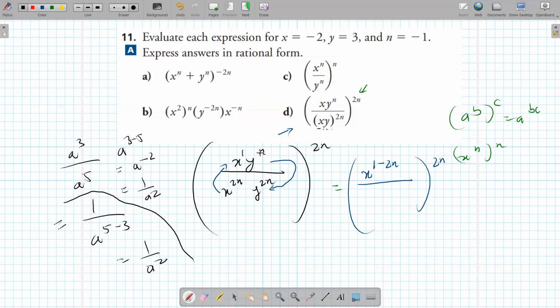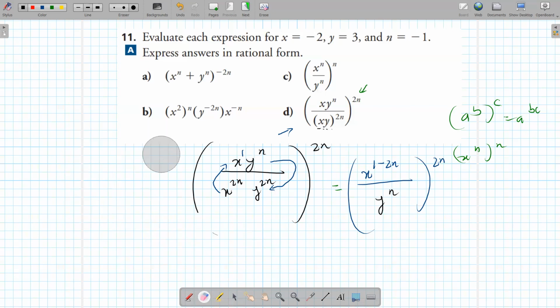So if I bring the y to the n downstairs, what do I get? Well, you just get y to the 2n minus n, which is y to the n, right? Using this rule right here. Do you understand that? Because this is kind of a little bit important. I think so. We can do like 20 of these, don't worry.